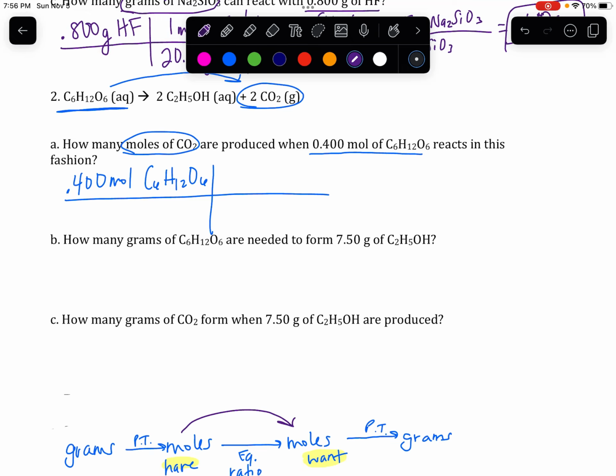If you want to, you can pause it here and try to set this one up, and then you can hit play and check your work. If you'd like to do that for this set of problems, that might be a good chance to check where you are in these calculations.